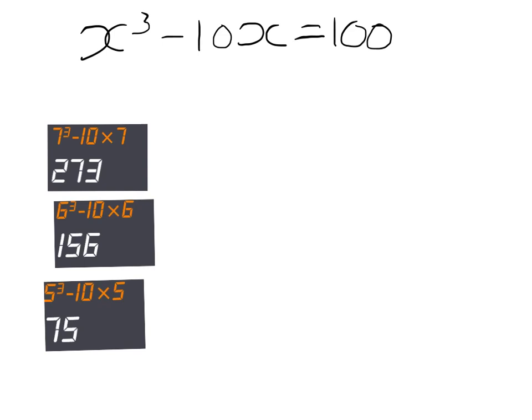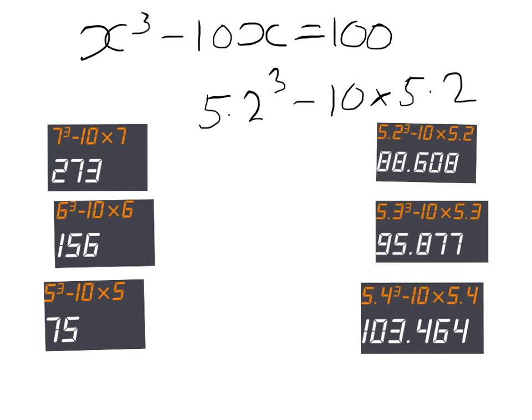So I'm trying to solve x cubed minus 10x equals 100, and you'll see that I've inserted some attempts I've had on my calculator. I've tried 7, 6 and 5, and what I've established is the answer is somewhere between 6 and 5. The 6 gives us 156, which is too big, and the 5 gives us 75, which is too small. So I'm now going to try something closer to 5 than 6, as 5 got me closer. So I'm going to start with 5.2, so I need to do 5.2 cubed minus 10 times 5.2.